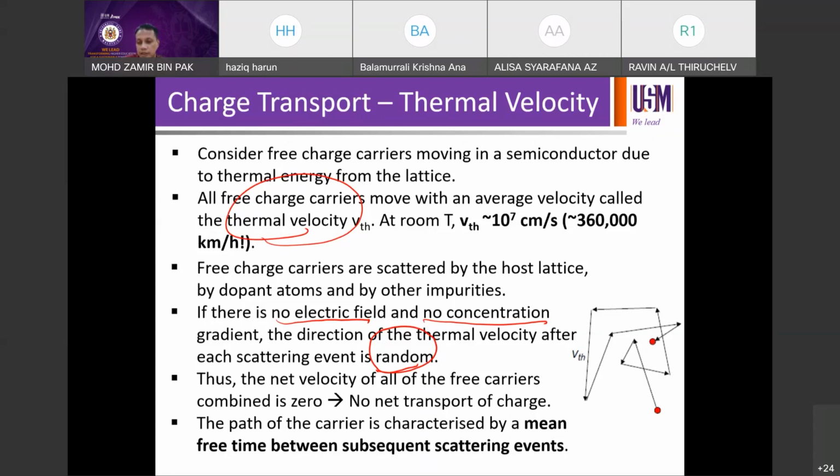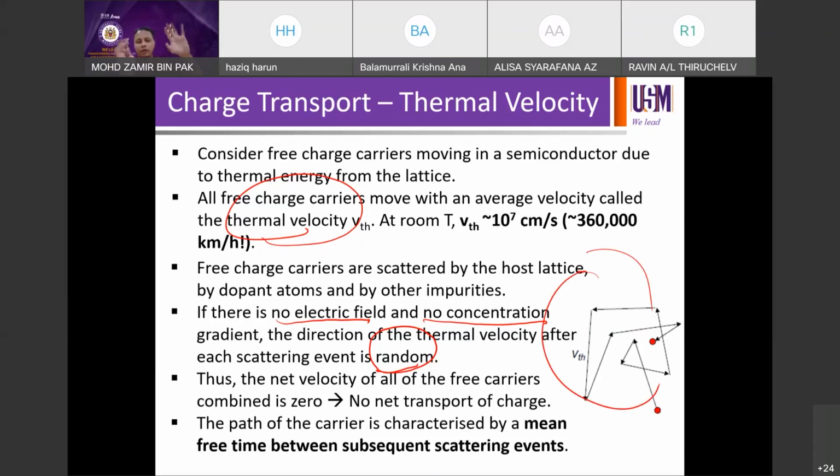What's the second charge transport? Yep, diffusion. So there's no electric field, there's no concentration gradient, hence we are not expecting any drift. Hence we're not expecting any diffusion. Therefore, the direction of thermal velocity or the direction of the carriers in this case is random. Okay, they're the random motion. There'll be just scattering happening with the lattice, with the dopants, and there's no net direction of the movement, if you like.